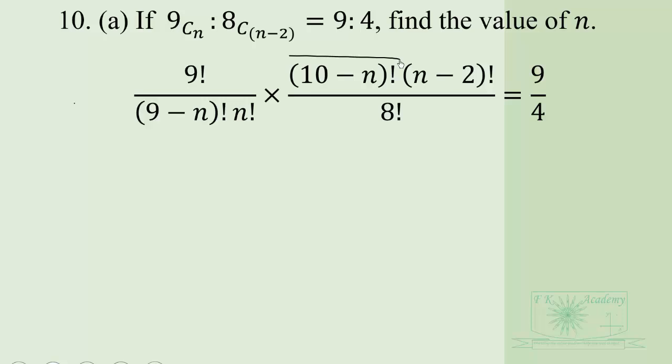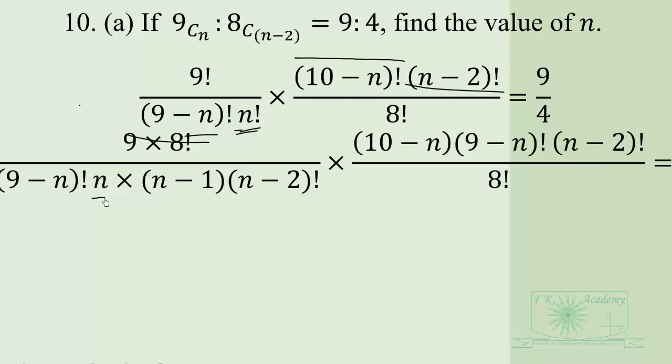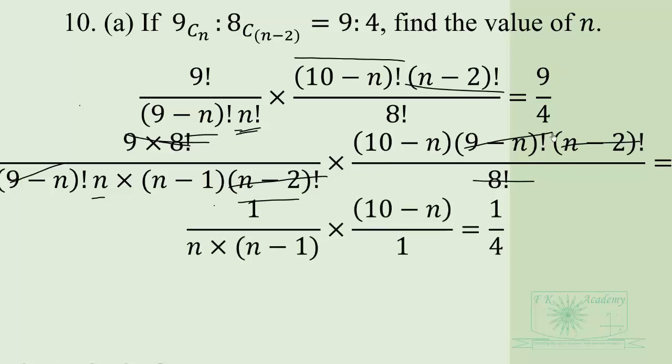So we are working towards something that will cancel what is here. Then we also have to work toward something that will cancel what is here. And we work toward it from here. So we'll get n times n minus 1 until we get n minus 2 factorial here, which can cancel what is here. Then we also have the 9 times 8 factorial, so that the 8 factorial will cancel the 8 factorial here. Then we can go on to simplify further. So we have 9 minus n factorial, 9 minus n factorial. This is what we will be left with when we cancel out.